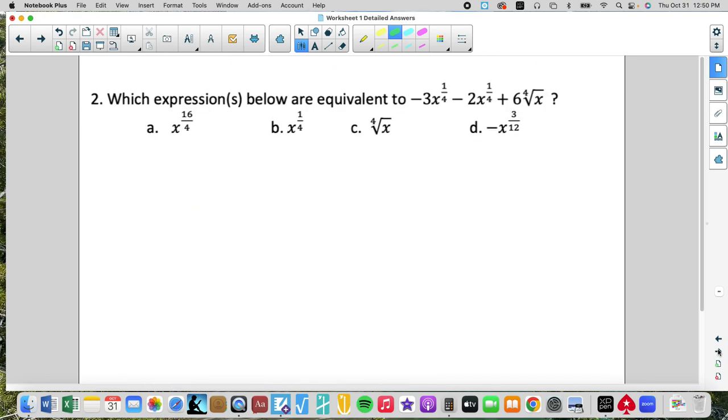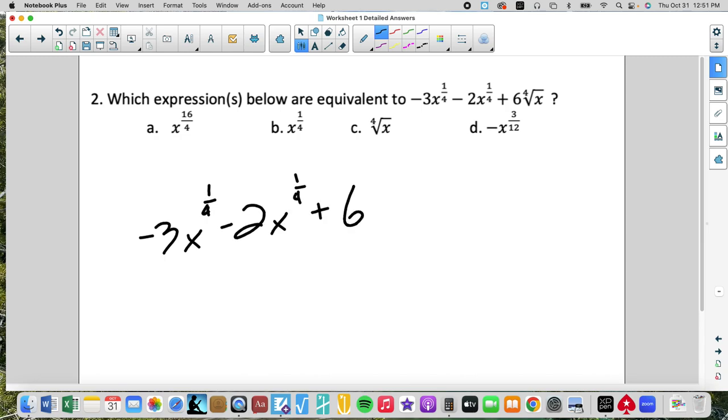Which expression or expressions below are equivalent to negative 3x to the 1/4 minus 2x to the 1/4 plus 6 times the 4th root of x? So, let's write them all in exponential form. So it's negative 3x to the 1/4 minus 2x to the 1/4 plus 6x to the 1/4.